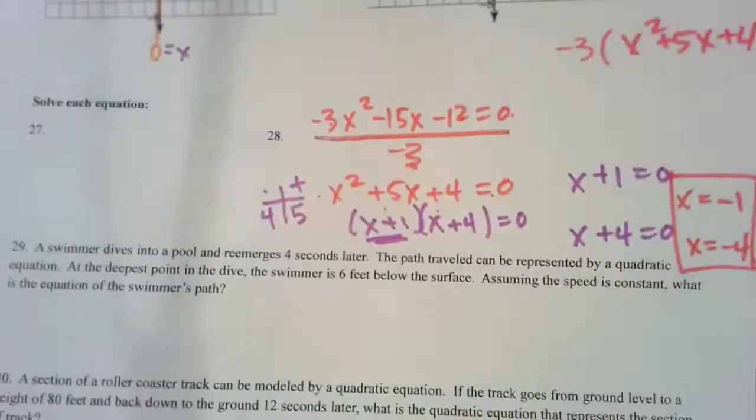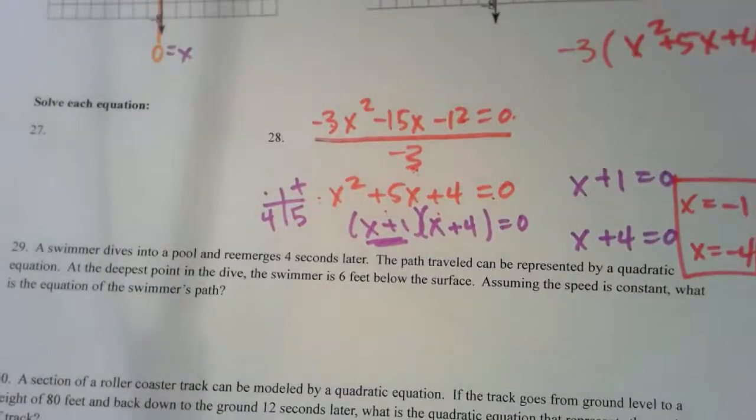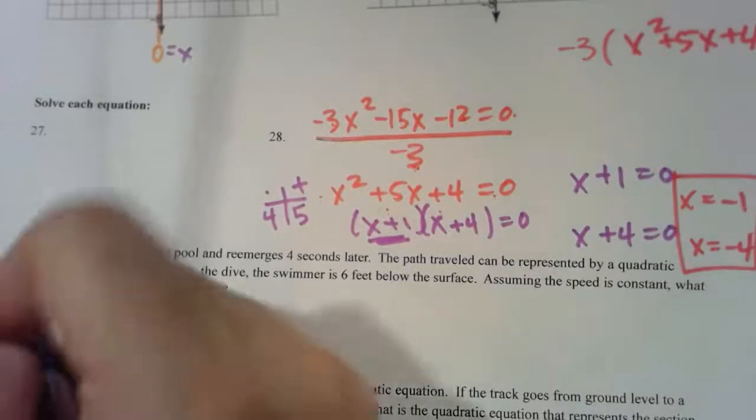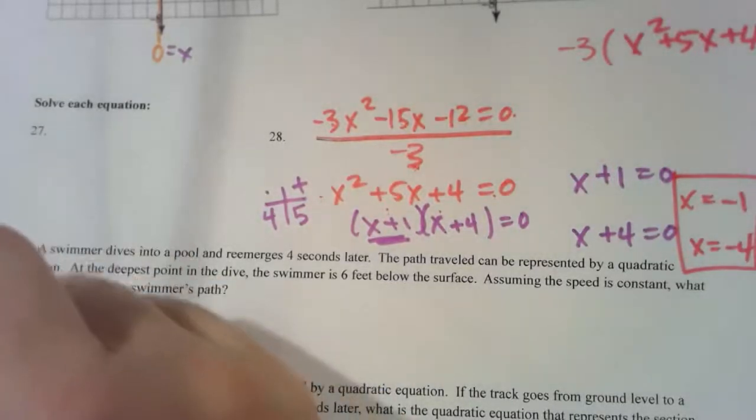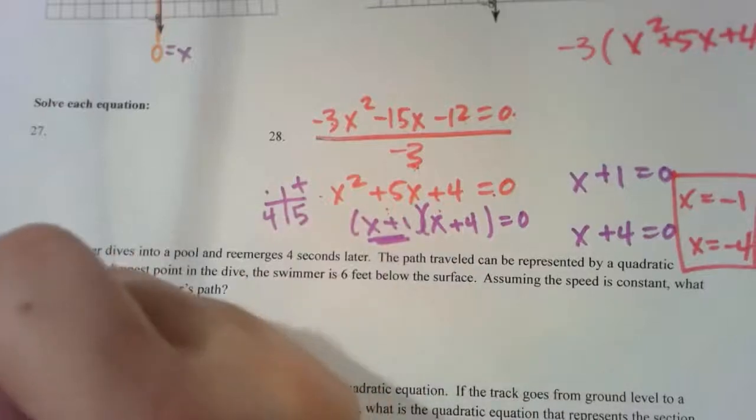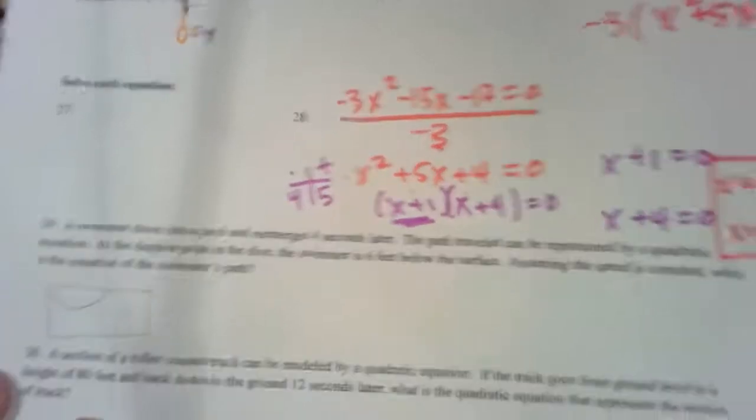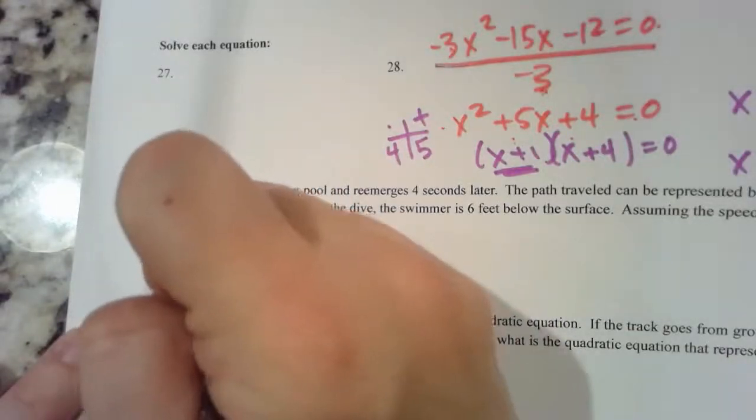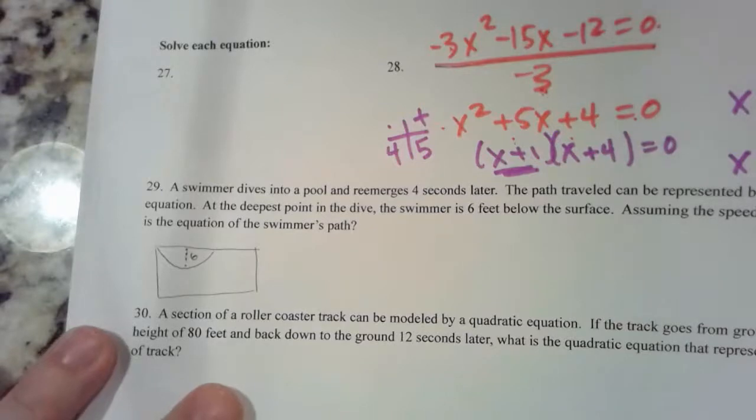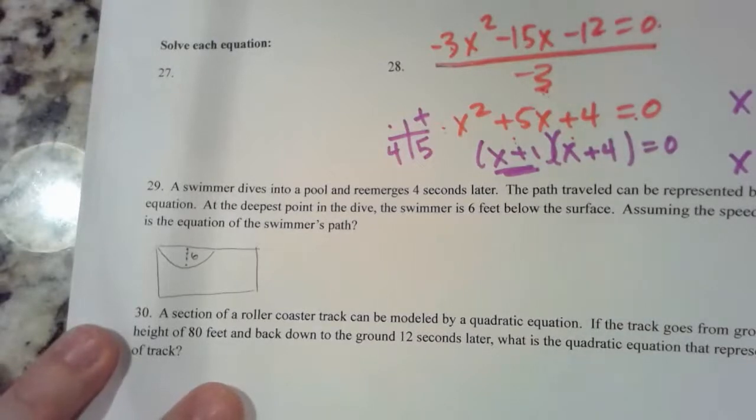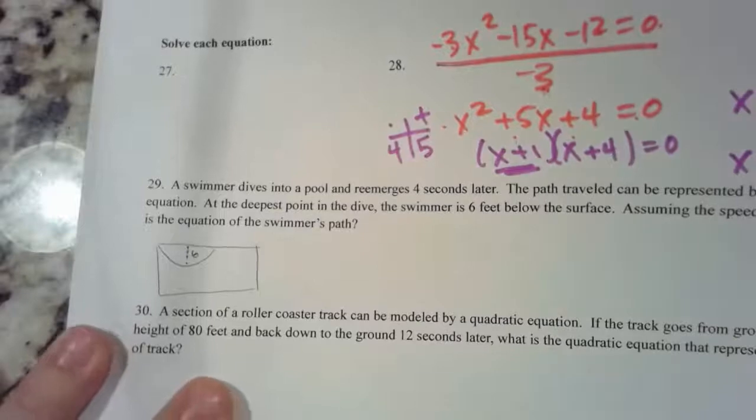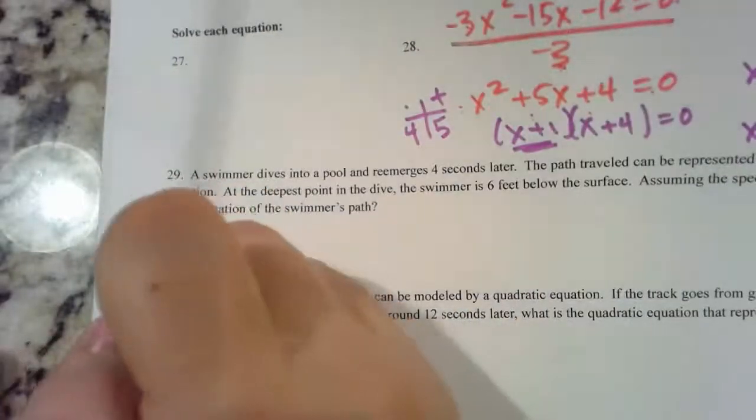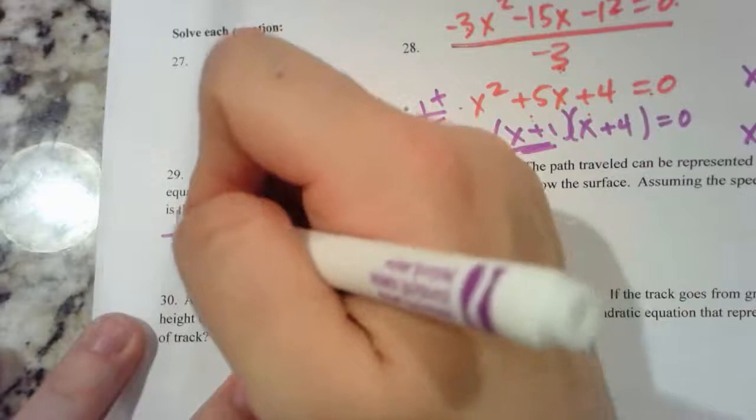Okay, one last one, number 29. A swimmer dives into a pool and reemerges 4 seconds later. So, here's the pool. Dives into the pool, comes back up 4 seconds later. The path traveled can be represented by a quadratic equation. At the deepest point in the dive, the swimmer is 6 feet below the surface. Assuming the speed is constant, what is the equation for the swimmer's path? Okay, so we first have to put the axis on. We make these the intercepts.